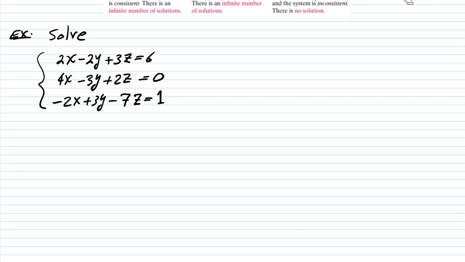Therefore, I would like to choose to eliminate x. Again, it doesn't matter. You can eliminate anything, but some choices are better than others. The best choice for this system is x. So I want to get rid of x.